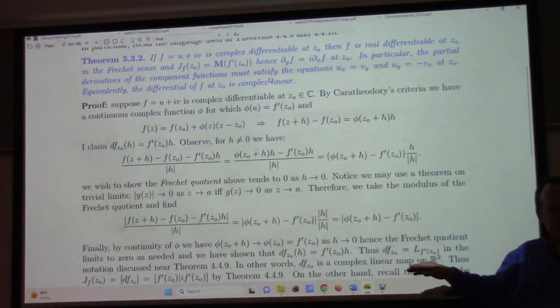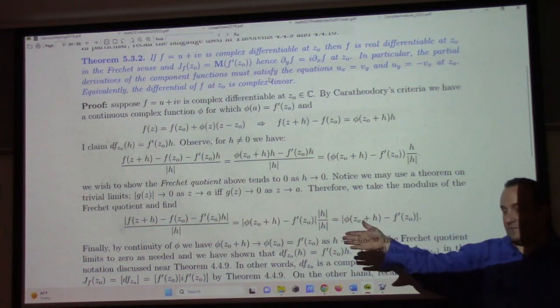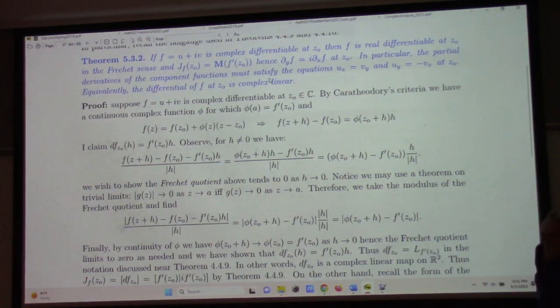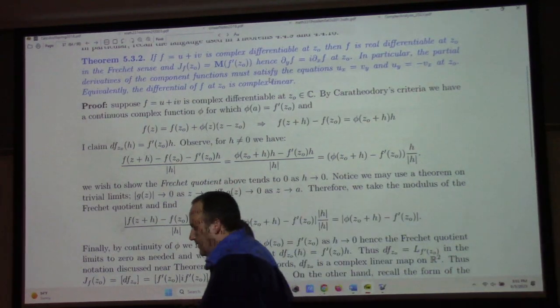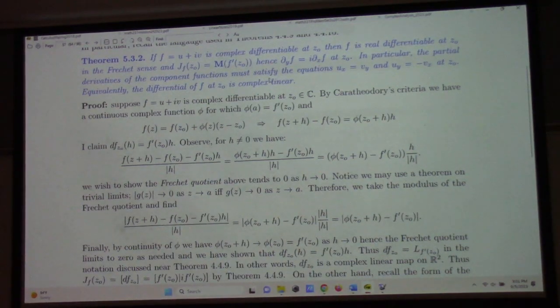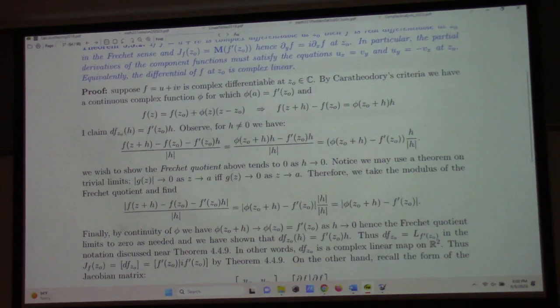Which then means we have the Cauchy-Riemann pattern. We have that u_x equals v_y and v_x is equal to minus u_y. So that's the one direction.